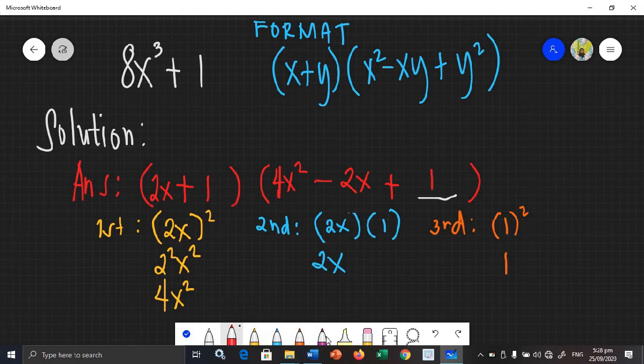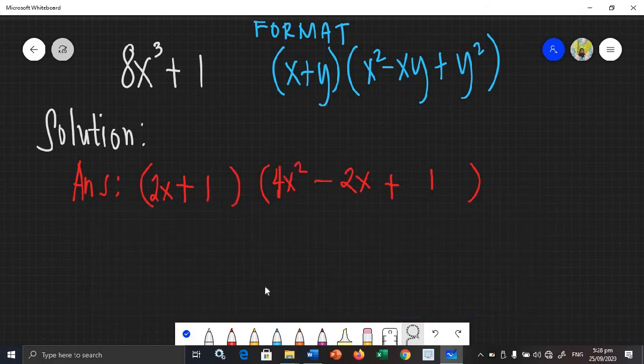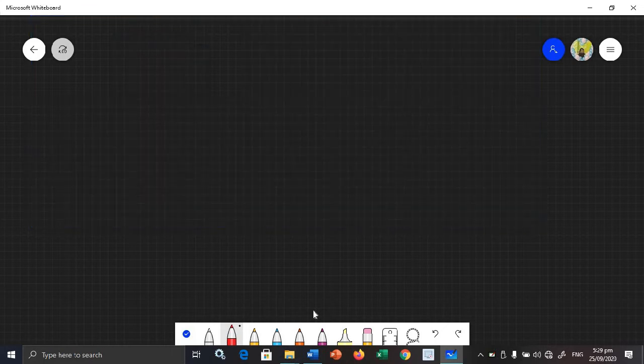Therefore, the last term in the trinomial is 1. So, therefore, you now have your factor. So, the factored form of this sum of two cubes are quantity 2x plus 1 and quantity 4x squared minus 2x plus 1. Let's say we will solve another example.